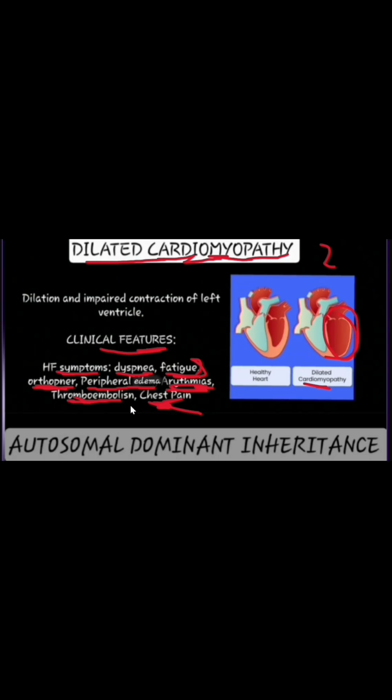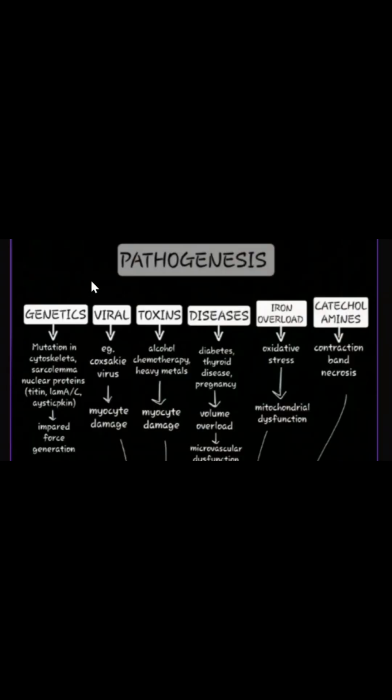Now, if we talk about inheritance pattern, most familial cases show autosomal dominant inheritance, which means that one affected parent can pass the disease. So family screening is important. Now let us understand why the heart becomes weak. First point in the pathogenesis is genetic causes, which include genetic mutations in proteins responsible for muscle structure, such as titin. These proteins normally help the heart contract efficiently. When they are defective, the heart muscle becomes weak, resulting in impaired force generation and poor systolic contraction.